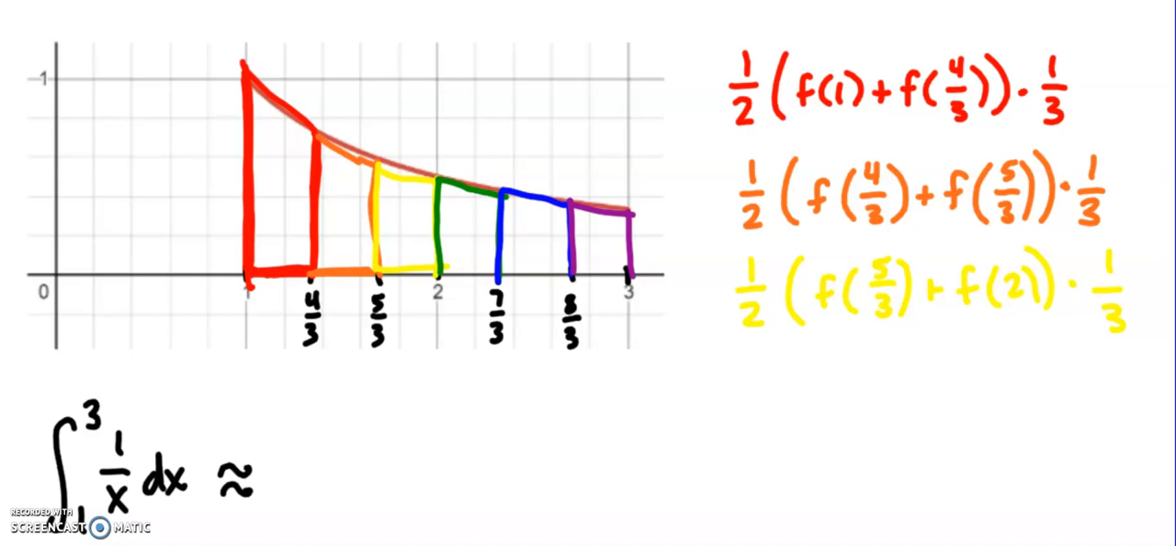Remember, your function f, sorry, I should have said this before, your function f is 1 over x. So when I write things like f of 1, it means do 1 over 1. f of 4/3 would be 1 over 4/3. All right, don't get caught up in the notation.